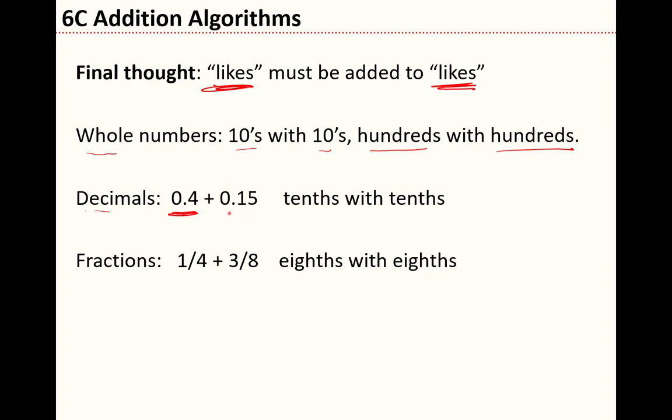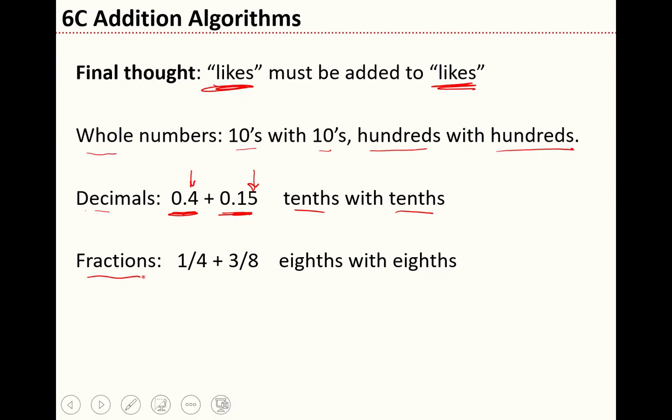If I'm adding 0.4 and 0.15, then tenths have to be added to tenths, hundredths have to be added to hundredths, and so on. I'm not going to add the 4, which is in the tenths position, with the 5, which is in the hundredths position. And I can apply this idea to fractions as well.